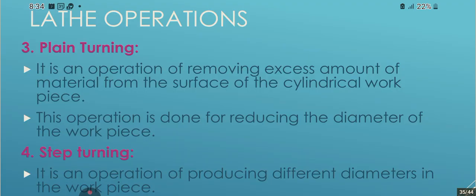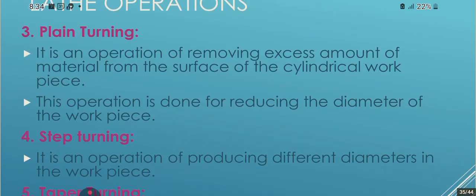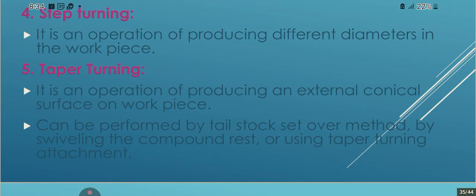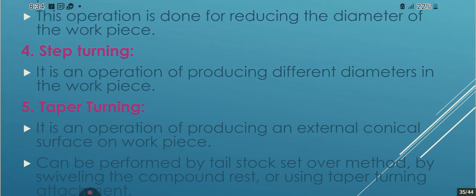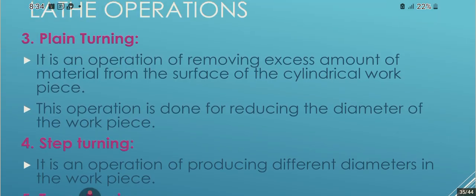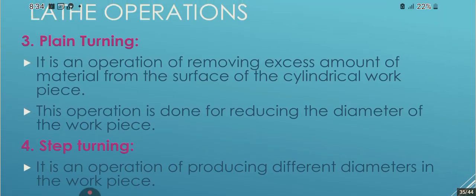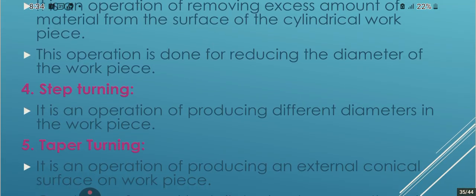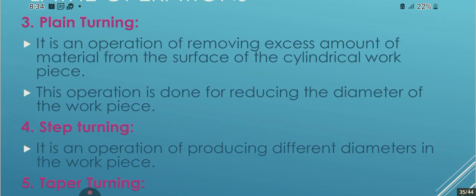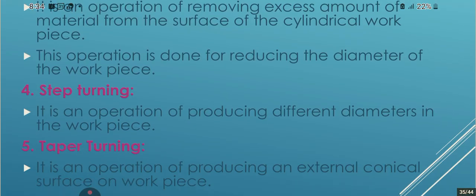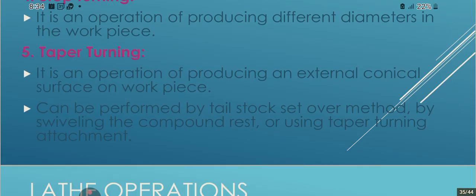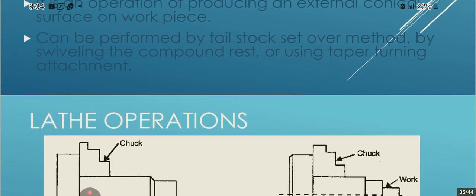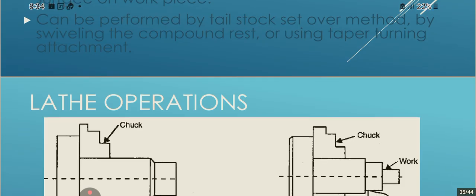Step turning is an operation of producing different diameters in the workpiece. Taper turning is an operation for producing an external conical surface on a workpiece. It can be performed by the tailstock set over method, by swiveling the compound rest, or by using a taper turning attachment.